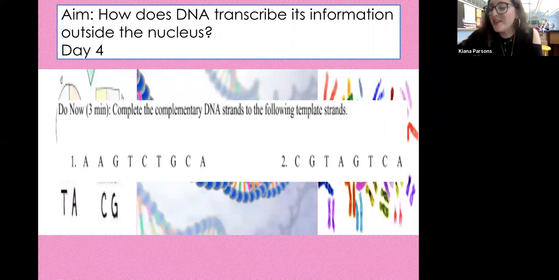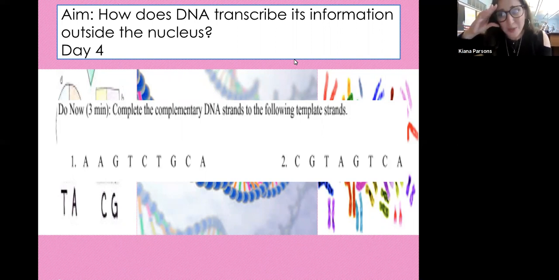Hello and welcome to Genetics Day 4. Today's aim is how does DNA transcribe its information outside the nucleus? So today we're really going to be talking about how DNA is used to build proteins and how DNA actually functions as the instructions for life.